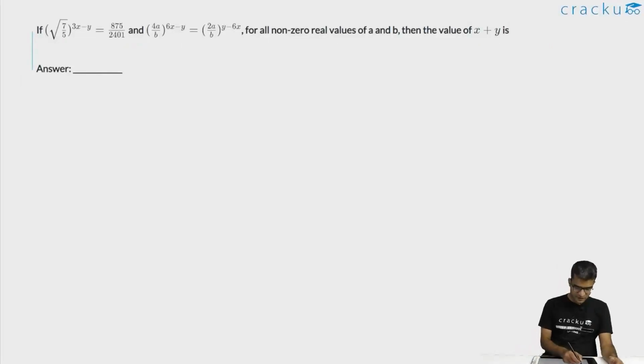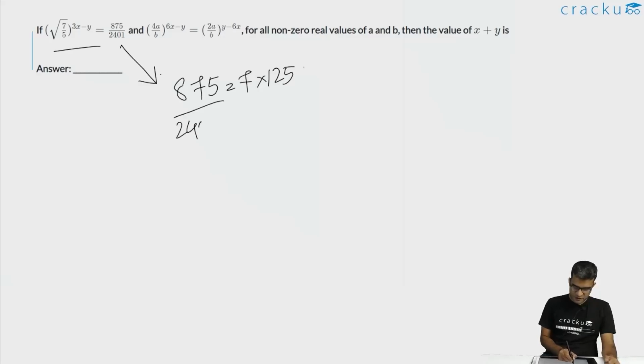In this question, we are told that (√(7/5))^(3x − y) is equal to 875/2401. If you are trying to simplify 875 divided by 2401, 875 is equal to 7 into 125, and 2401 we know is 7 to the power 4. So this is basically equal to 125 divided by 7³, or this is equal to (5/7)³.